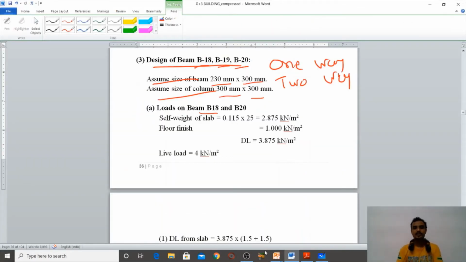Let's start the calculation. Load on the beam B80 and B20. First of all, we have to find out the load on the slab. On the slab we have the self weight of slab: 0.115 is the thickness into 25 density. So 2.875 kilonewton per meter square.